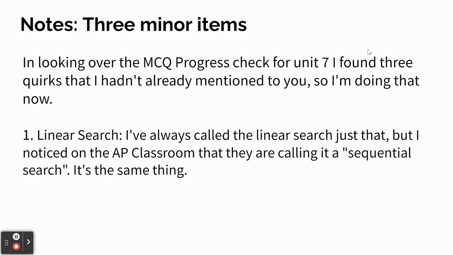Listen, in looking over the MCQ progress check for Unit 7, I found 3 quirks that I hadn't already mentioned to you, so I'm doing that now. Linear search, sometimes they call it a sequential search. That's the same thing. So I think it might have been in the 9 problems you did Wednesday. I don't know. So don't stress. If it says sequential search, that's a linear search. It's in order, a sequence, you know.